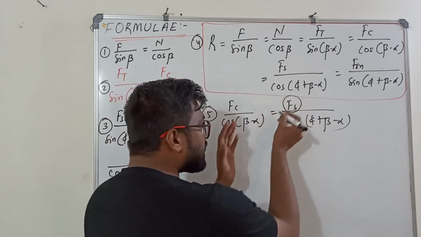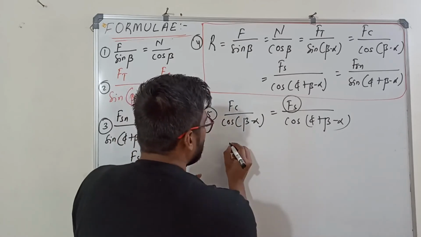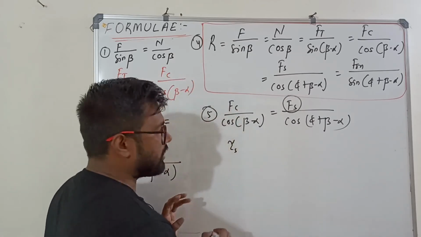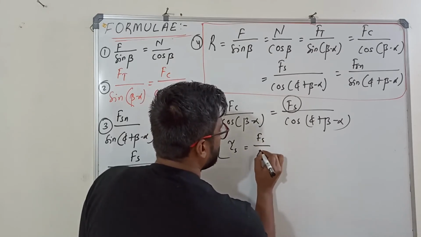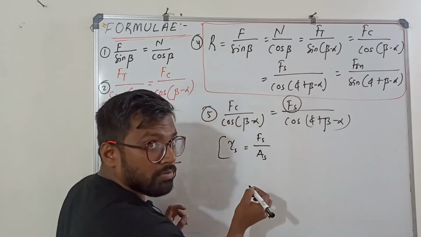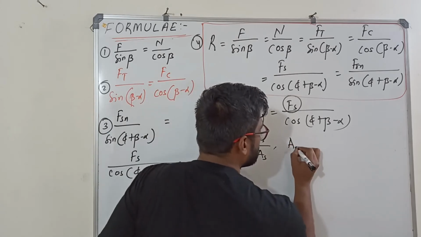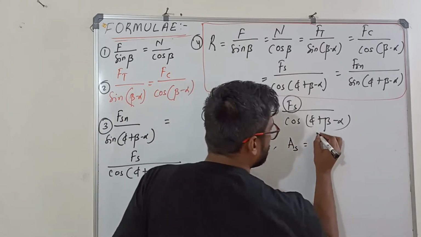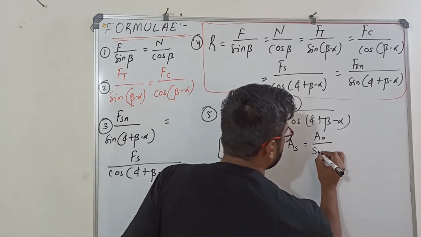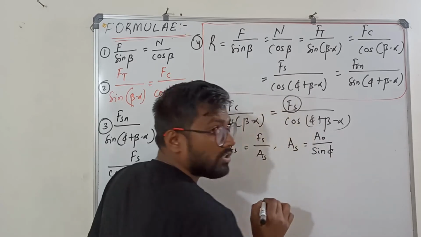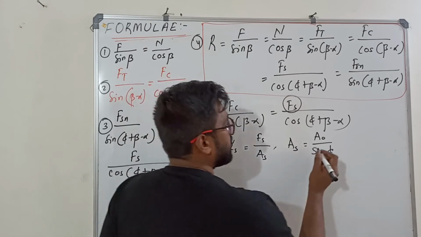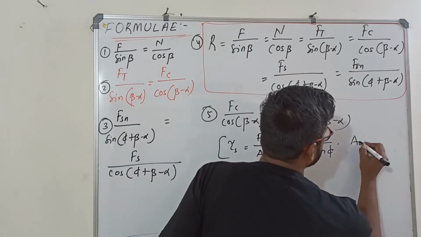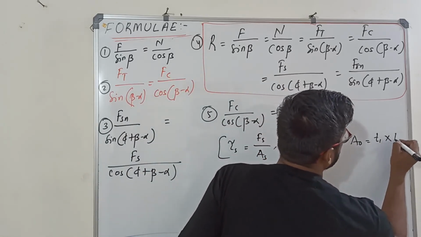They can extend this Fs concept a little bit by asking you the shear stress. What is your shear stress? Tau is equal to Fs by As. Fs you already found from this. How are you going to find the shear area? As is equal to A naught by sin phi. What is your A naught? A naught is the cross-sectional area of the uncut chip thickness. That's why your A naught is nothing but t1 into b.